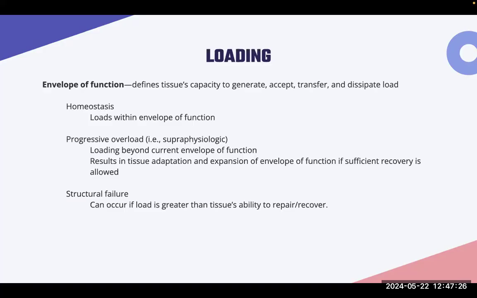Homeostasis means that the amount of load that you're giving a tendon is within its envelope of function, basically within the tissue's ability. If you have progressive overload, that means you're loading it beyond its envelope of function. And this is really what we do when we work out, or when we play sports, when we exercise. And then structural failure is if the load is greater than the tissue's ability to repair and recover. So progressive overload is where we want to be, because that's going to result in tissue adaptation. You expand your envelope of function.